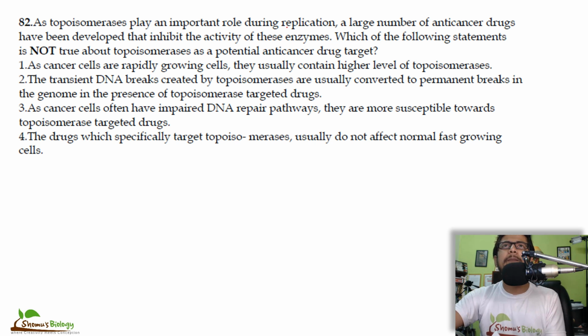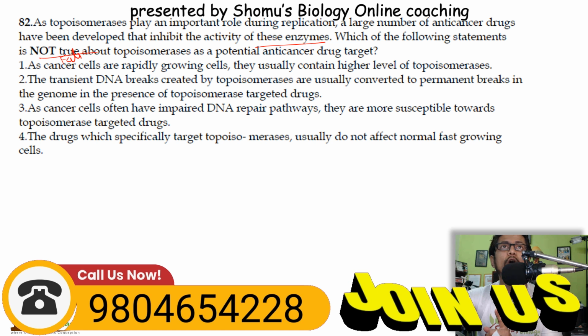As topoisomerase plays an important role during replication, a large number of anti-cancer drugs have been developed that inhibit the activity of these enzymes. So if we inhibit the activity of topoisomerase, the replication fork will stall, thus the DNA synthesis will stop, thus the cell division will stop. This is our general idea. Which of the following statements is not true? Means which of the following statements is false?